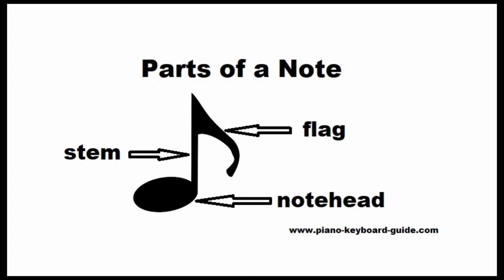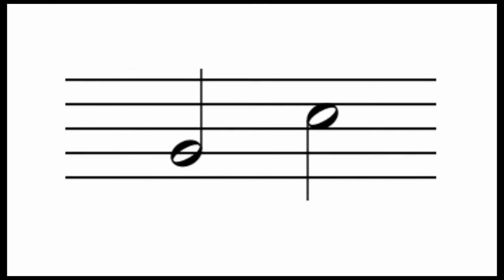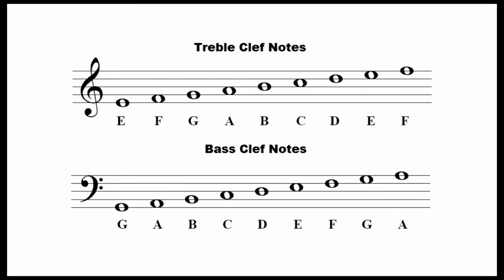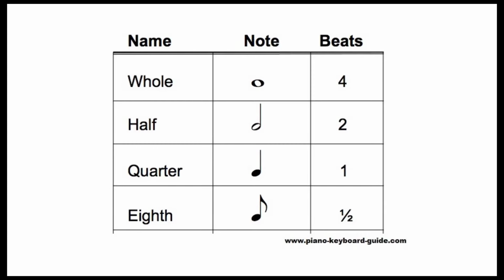The note head is the oval part of the note. There are 2 types: hollow note heads and solid note heads. Where the note head sits on the staff tells you what note you should play on your instrument. Whether it is hollow, open, or solid, filled, indicates duration.